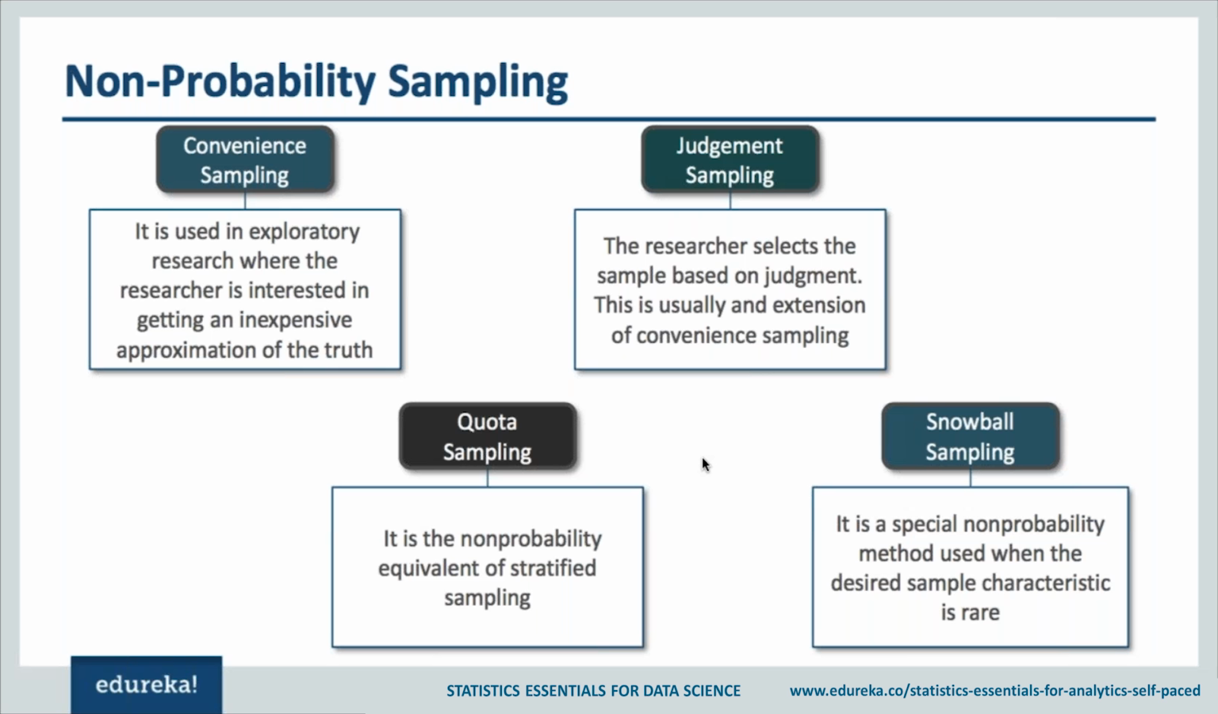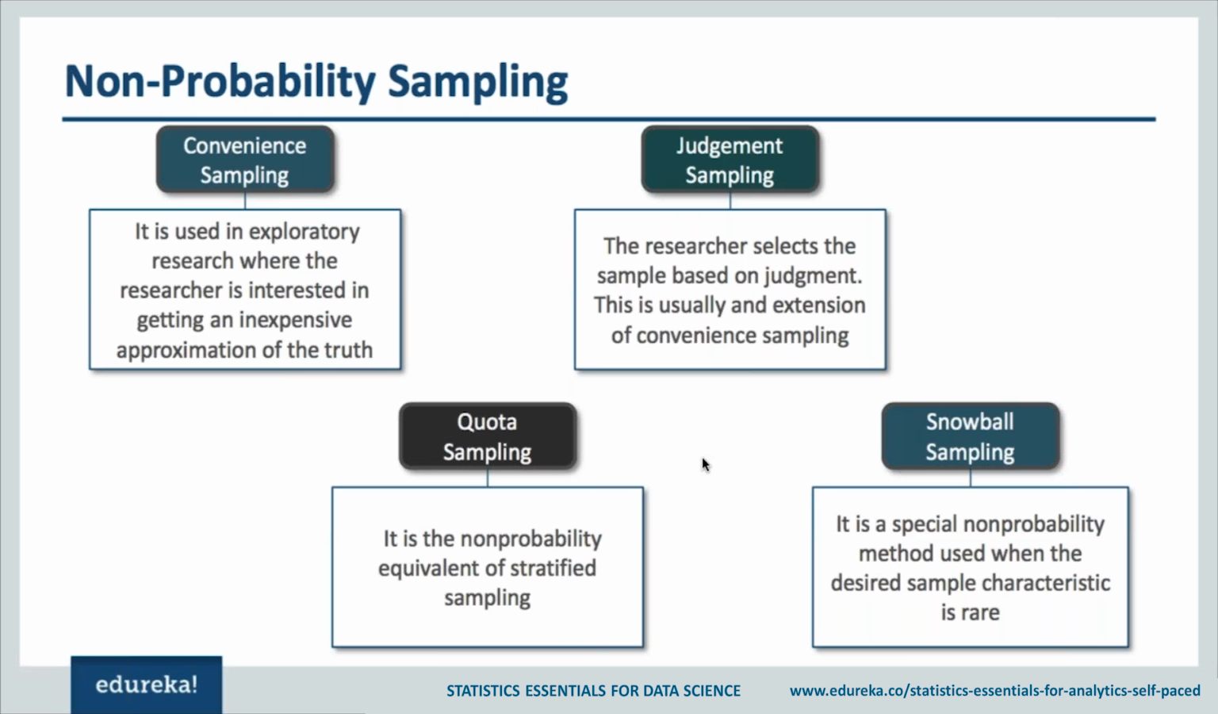Then we have quota. In this one, the researcher ensures equal or proportionate representation of the subjects depending on which trait is considered as the basis of the quota. Let's say if you're talking about college students, the college year level can be considered as your quota, so that we can divide into first year, second year, third year, fourth year, things like that. That is called quota sampling.